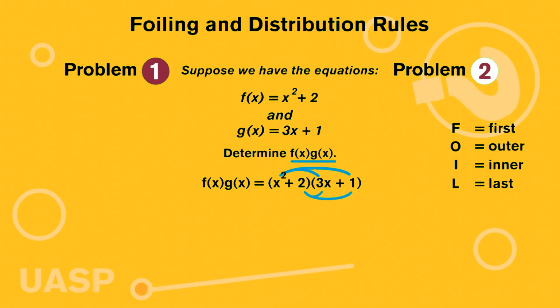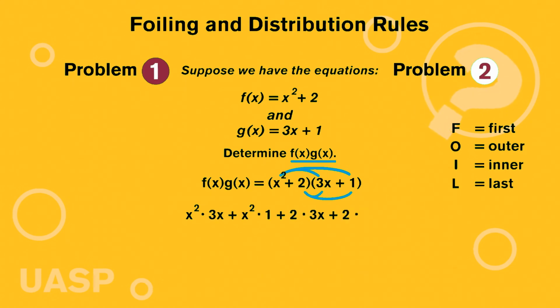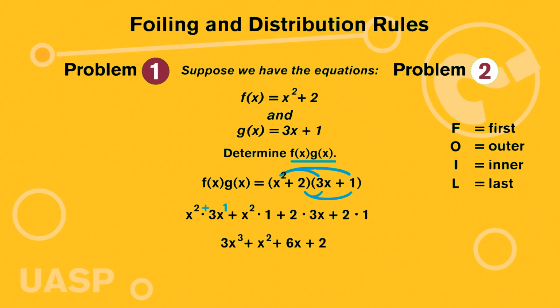All right, so now we have x squared times 3x plus x squared times 1 plus 2 times 3x plus 2 times 1. We have x squared times 3x, right? So we're going to want to add the powers together of the variables. So we'll have x cubed here, 2 plus 1, and then we'll keep the 3. Then we have x squared here, and then we have the imaginary 1 to the left of it as its coefficient, plus, and then we have 2 times 3x, which would be 6x, plus 2. And looking through our answer, we have no variables with the same power, so we know that we're done.